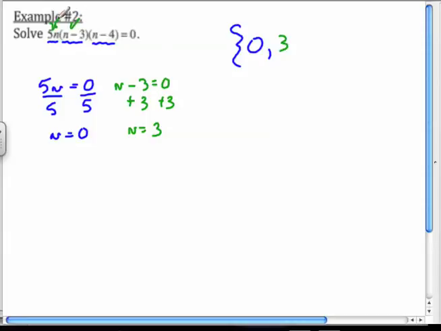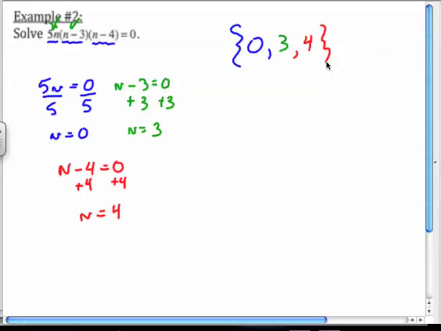All right, now you can also look at the last one and tell that it's going to be 4, but let's just work it out. n minus 4, what makes it 0? If I add 4 to both sides, I'm going to get n is equal to 4. So the three solutions to this are 0, 3, and 4. Now, if we multiplied this thing out, it wouldn't be a quadratic. I said quadratic, it would actually be a cubic, because we'd have n to the third power here. And so those are the three solutions.